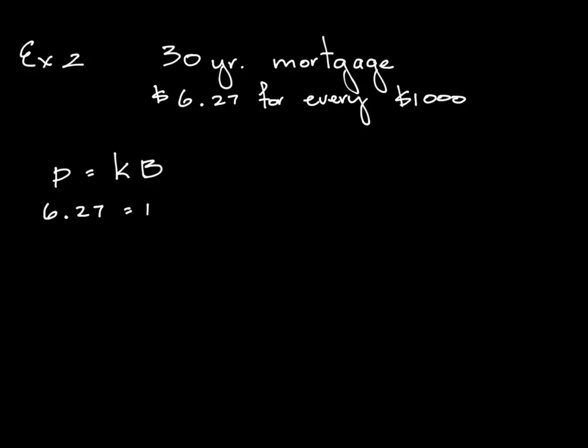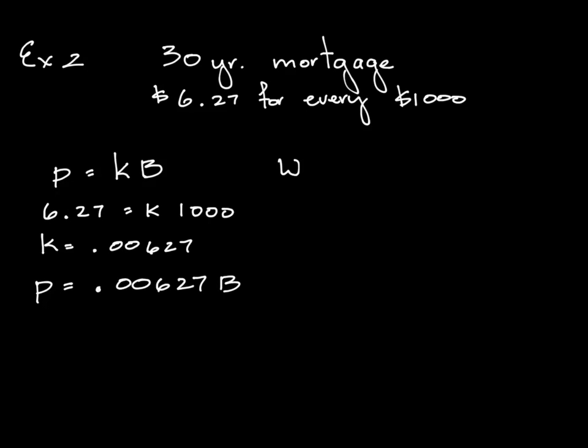So in this case, you would get $6.27 equals k times 1,000, which is the amount that you would borrow to pay $6.27. Solving for k, divide both sides by 1,000, we get k equals 0.00627. So based on that, our equation is going to be P equals 0.00627B. So that sets up the equation.